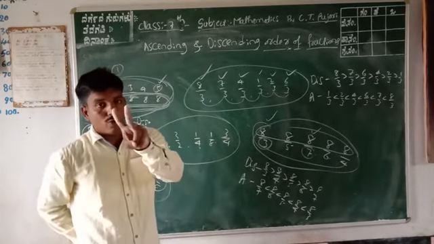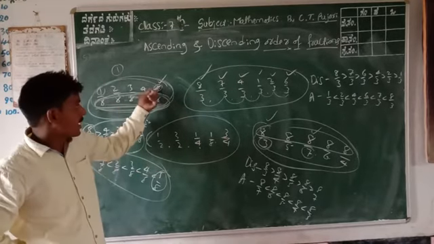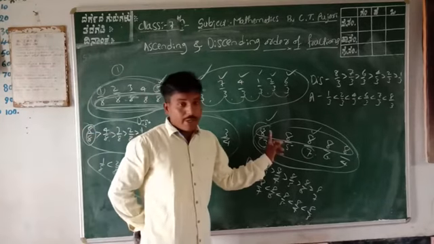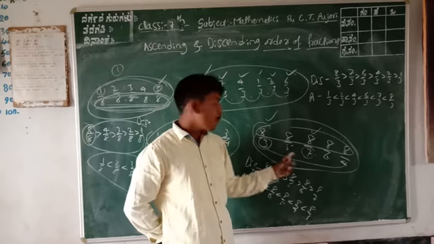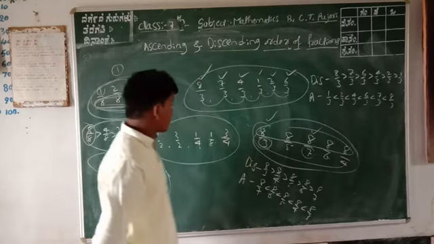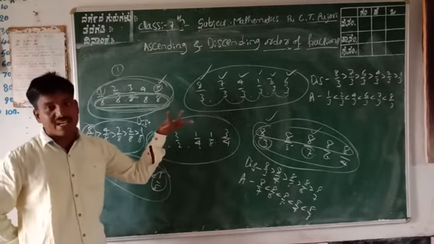There are two rules here. The first rule is when denominators are the same, compare the numerators; whichever numerator is bigger, that fraction is bigger. When numerators are the same, you compare the denominators; whichever denominator is smaller, that fraction is bigger. Got it? The third condition is when all denominators and numerators are different.